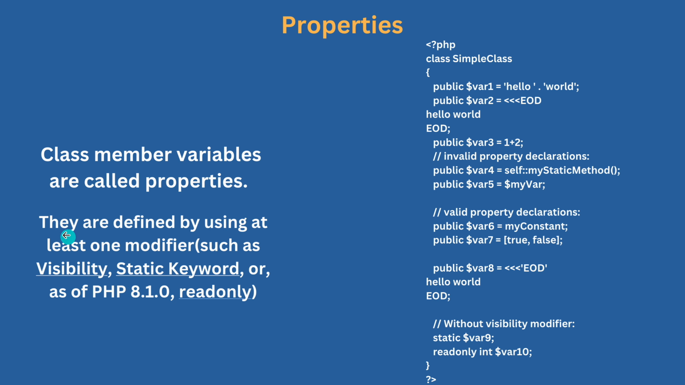So they are defined using at least one modifier, such as visibility or the static keyword, right? Visibility means whether it will be public, protected or private. There are three types of visibilities. So I have written here public, public, public, public, then here static, then here readonly. It's a new type of modifier, readonly. Clear, guys?